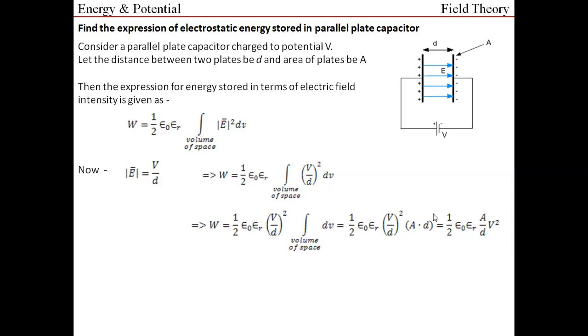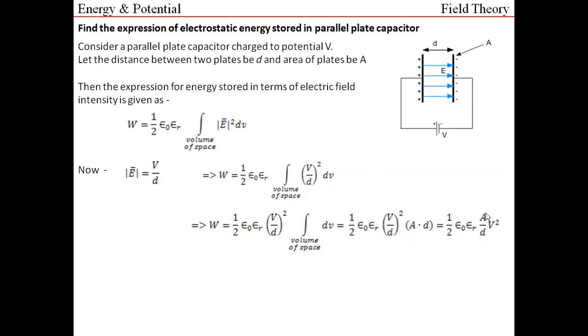What is volume? Length into breadth into height, right? So the area of the plates is given, the distance between them is d, so the volume would be A into d. So I have the expression of energy stored inside a capacitor as 1 by 2 epsilon 0 epsilon r, (V by d) whole square, times A times d. Simplifying this, this would result into 1 by 2 epsilon 0 epsilon r A by d, because from d square this d would get cancelled out, so I would get A by d V square.